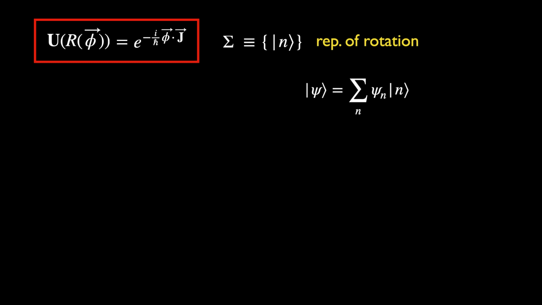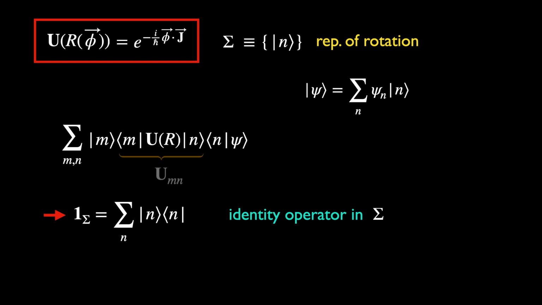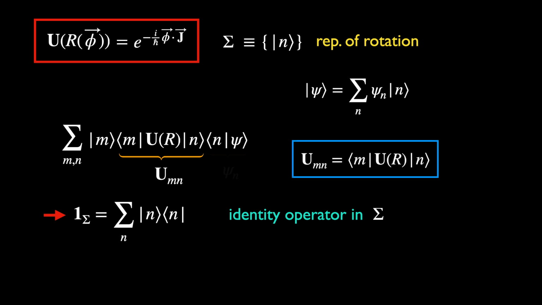Let's get back to the general representation of rotations. Consider a generic state psi that lives in sigma. How would this rotate? We can express this rotated state in terms of the basis n by applying the identity operator. And also, to put the components of psi in the same basis explicitly, we insert another identity. It is clear from this expression that we can cast the action of rotation in terms of the matrix U acting on the components of psi in the basis of n.